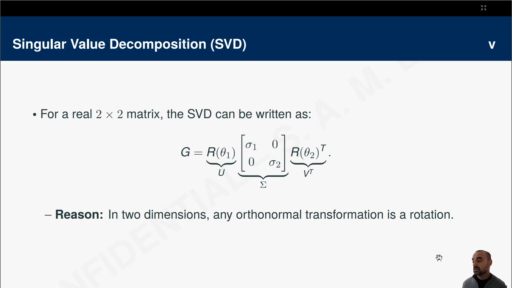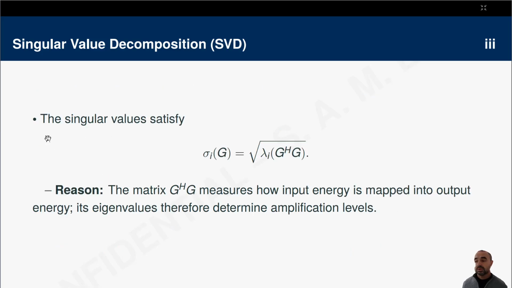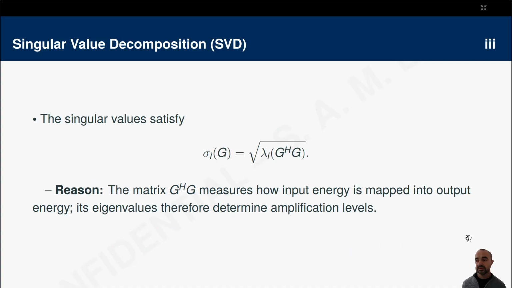We have already seen that, so let's go back here, and then also let me define this. So start with this one. The SVD separates directions from gain scaling. So for MIMO we have both directions, or rotations, and also gain, or scaling. Then the singular value satisfies sigma i equals the square root of lambda i of G^H G.